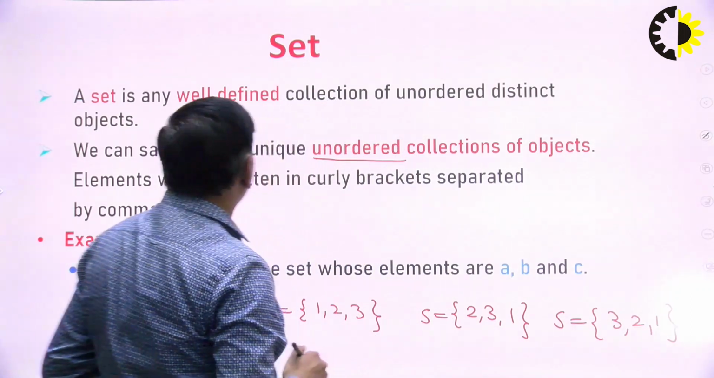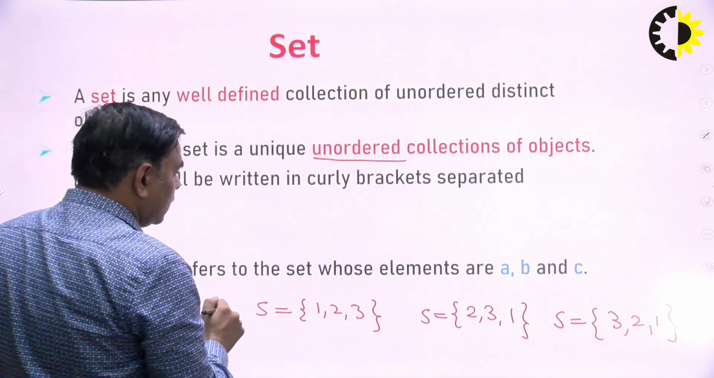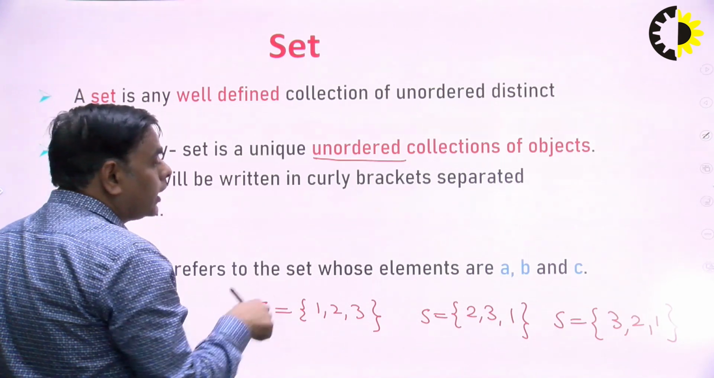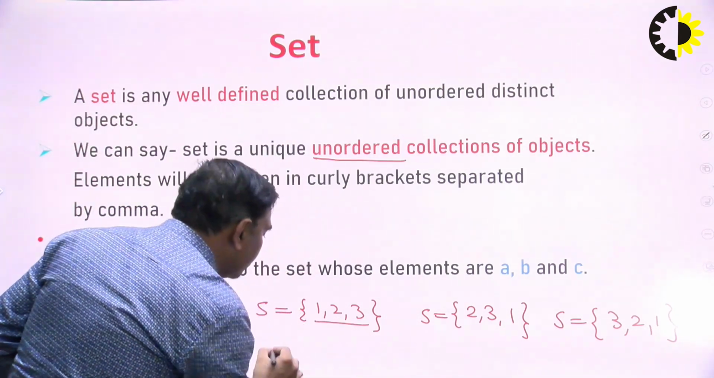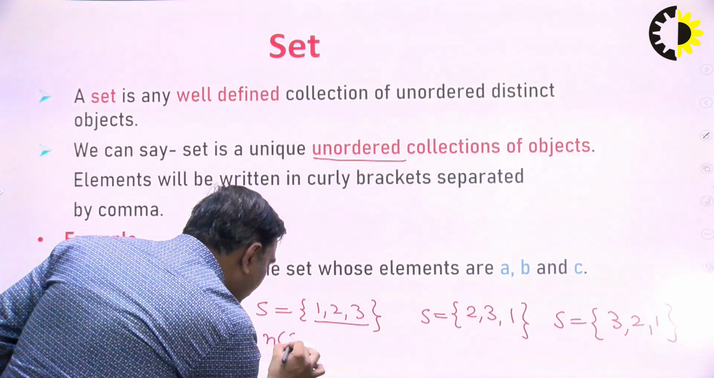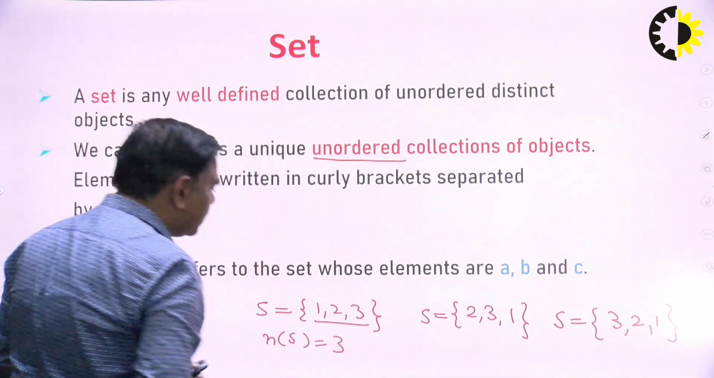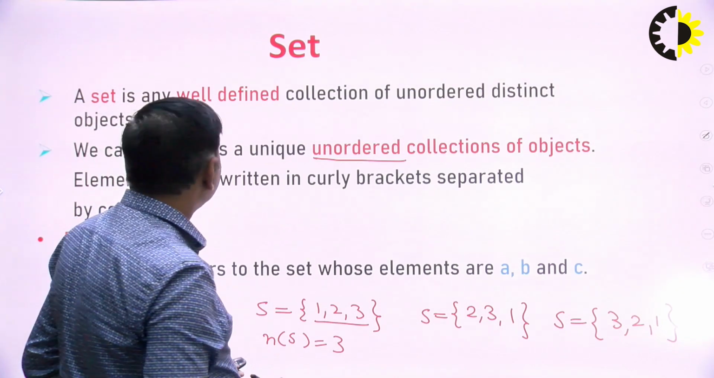Next thing, the number of elements in a set. Suppose this set contains 3 elements, so we can say n of S is equal to 3. This set contains 3 elements.